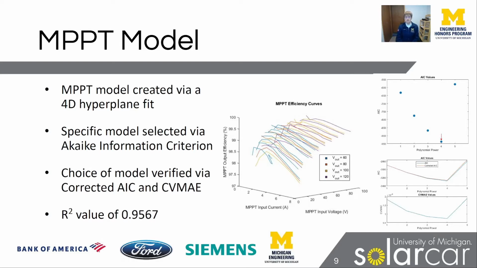So my actual model was created via a 4D hyperplane fit due to the fact that we have to take into account not only the input current and input voltage, but also the output voltage of the MPPT when determining how efficient it will be, as can be seen in the chart in the center. The actual hyperplane model I used was selected via the Akaike information criterion, and then verified via corrected AIC, as well as the cumulative variation of the mean absolute error.